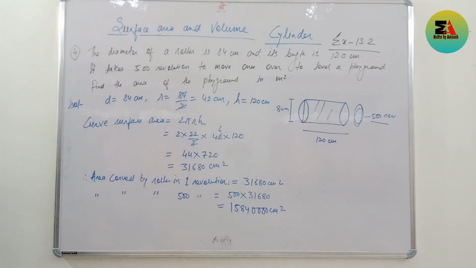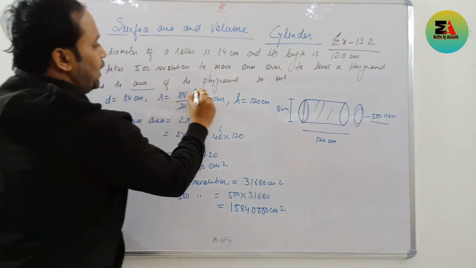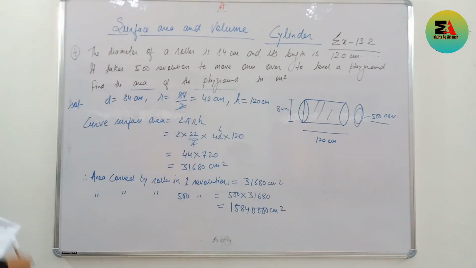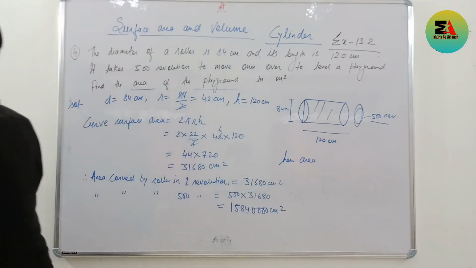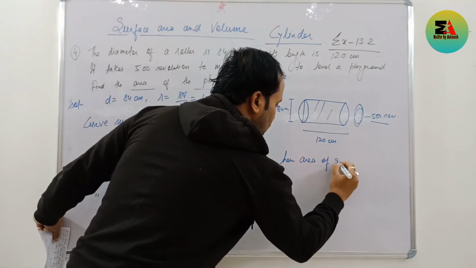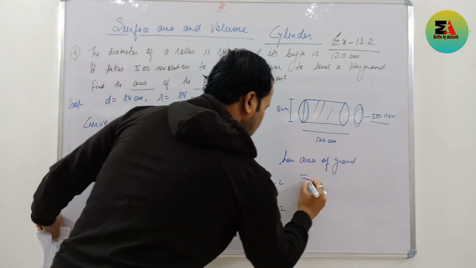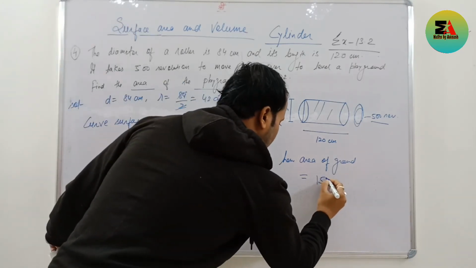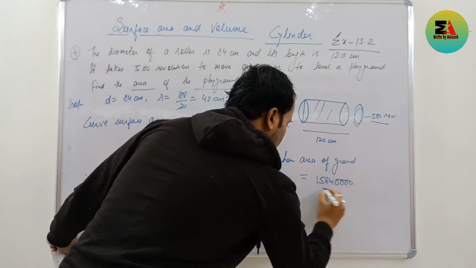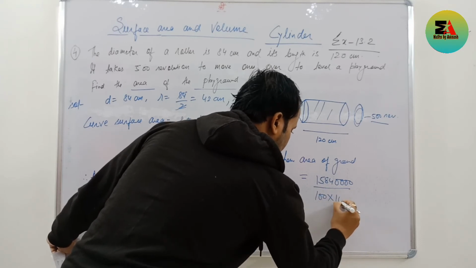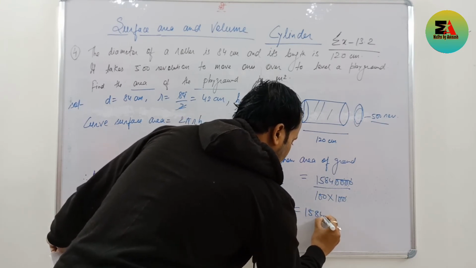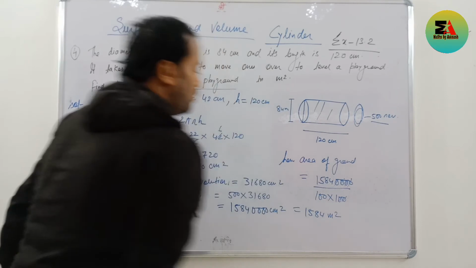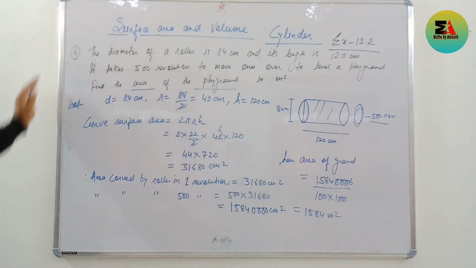This is in centimeter square, but the question says you have to calculate the area in meter square. Hence, area of the ground changes into meter square: 15840000 by 100 into 100. This cuts, therefore required area in meter square is 1584 meter square. I hope this one is clear to you. This is one of the most important questions.